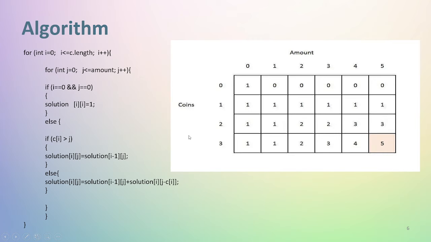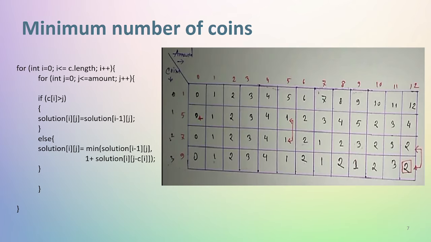Okay, now we go to the next slide. Now we can see the minimum number of coins. How do we find the minimum number of coins? Sorry. Minimum number of coins.